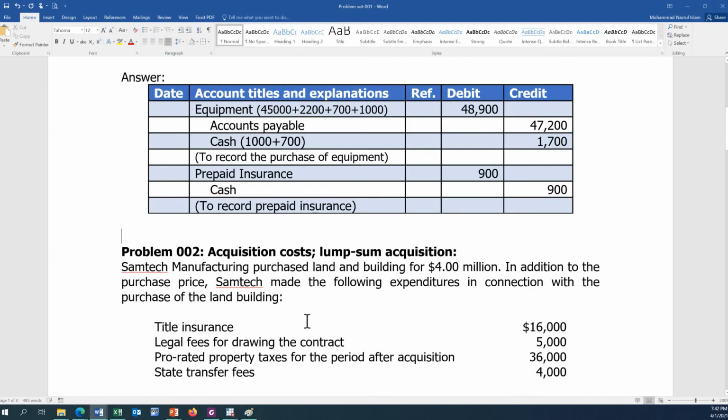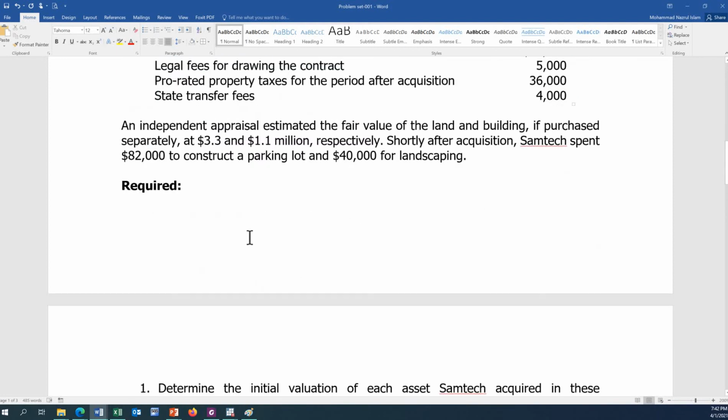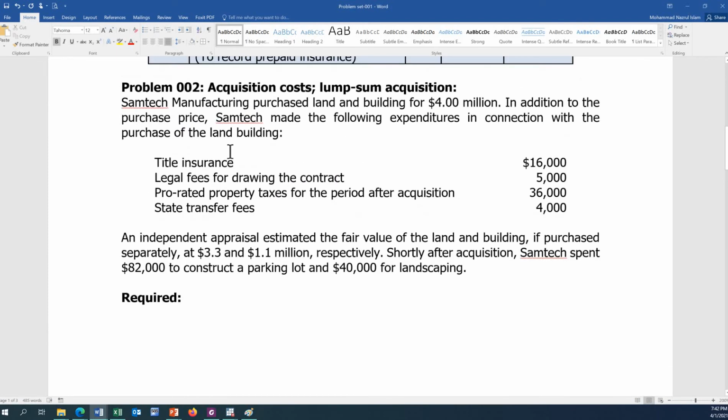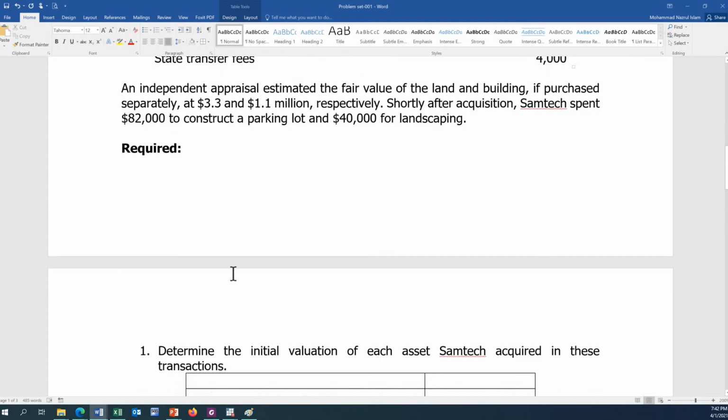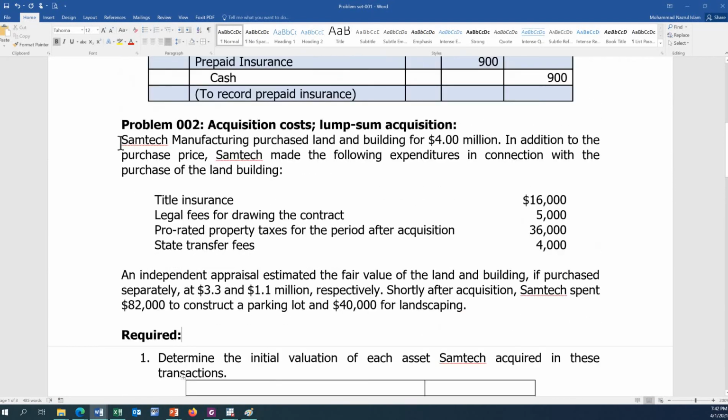And number 2, lump sum acquisition. As we said before, in case of lump sum acquisition, we need to allocate the total purchase price based on individual assets' fair value.